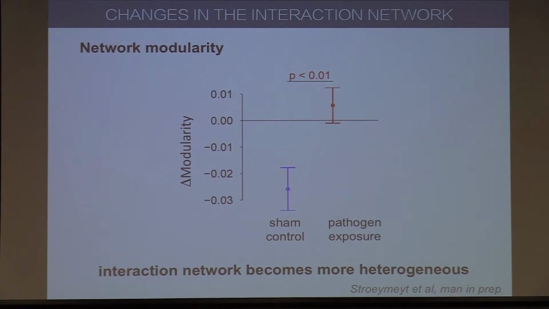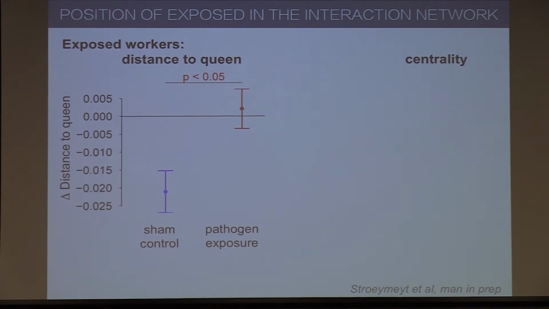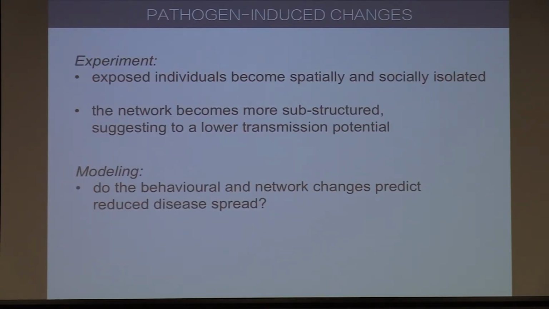And if you then look at the position of the exposed individuals themselves in this interaction network, we looked at the distance to the queen and the centrality of the workers. So the distance to the queen is just how many interaction partners I would need to reach the queen. And this is also drastically increased upon pathogen exposure, whereas the centrality, which means basically the connections that these workers have, is reduced. So it seems that all this would predict a lower transmission potential of the exposed individuals to their healthy nestmates. And so this means that we have a spatial and social isolation of the exposed individuals and a stronger substructuring of the network.